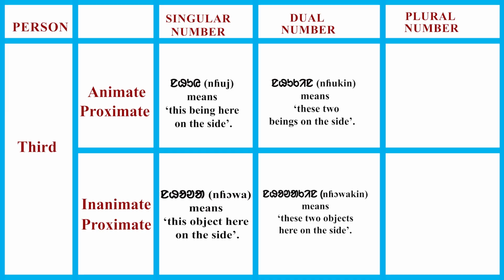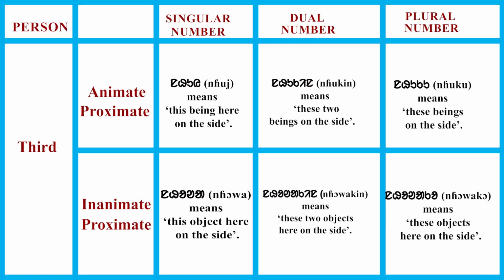Third person animate plural number in proximate: Nukku means these beings on the side. Third person inanimate plural number in proximate: Nuwako means these objects here on the side. Lateral demonstrative form is generated from particularized demonstrative ni and nei.